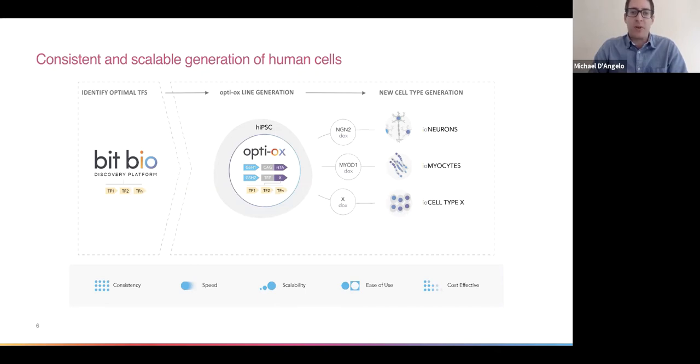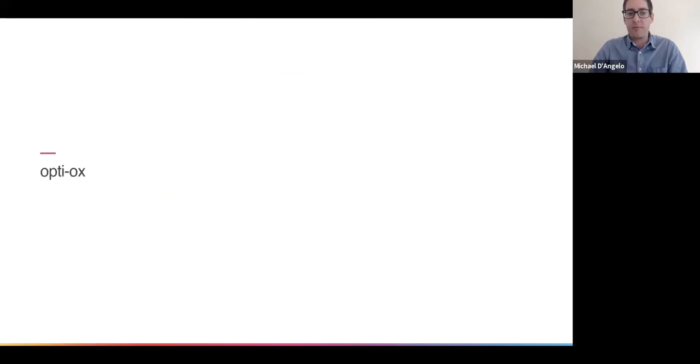And then once we've identified the optimal transcription factors, they are then ready to be put into our opti-ox platform, which is the way by which we overexpress the transcription factors needed for cellular reprogramming into the new cell type of interest. And I'll go into detail about how the opti-ox platform works on the next few slides. But what this allows us is to have cells that now have very high consistency, very quick speed to maturity, high scalability. They're very easy to use and cost effective.